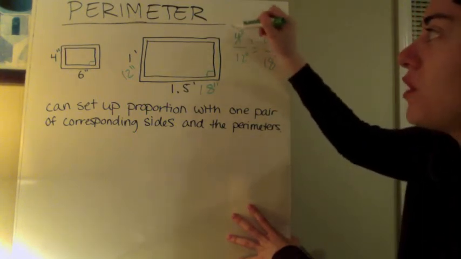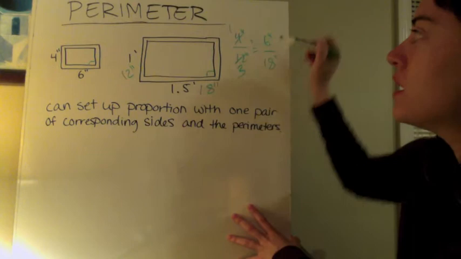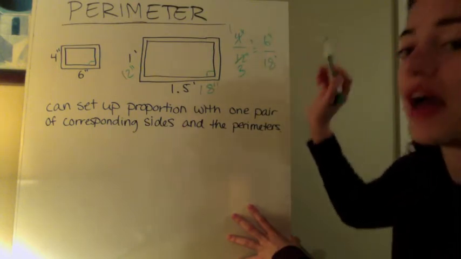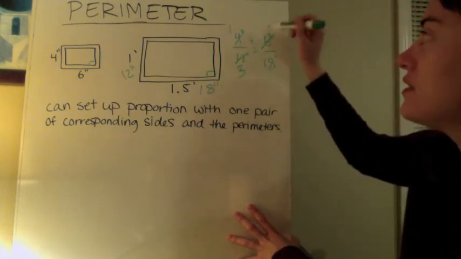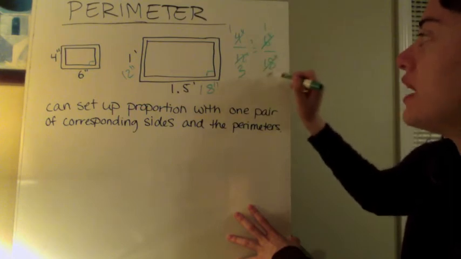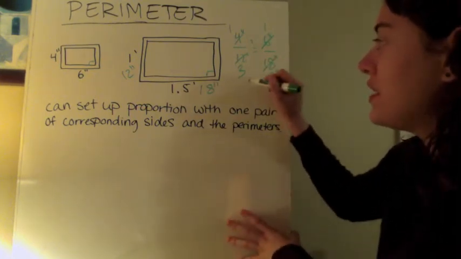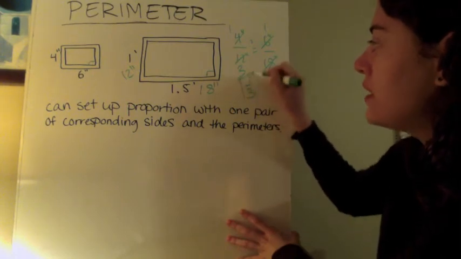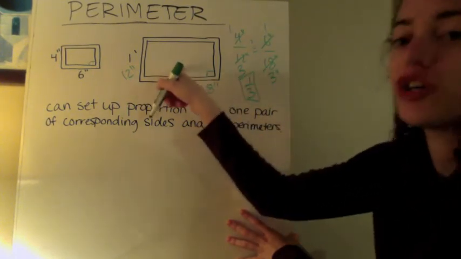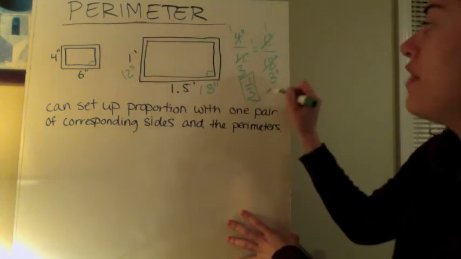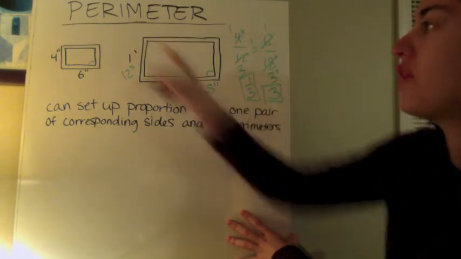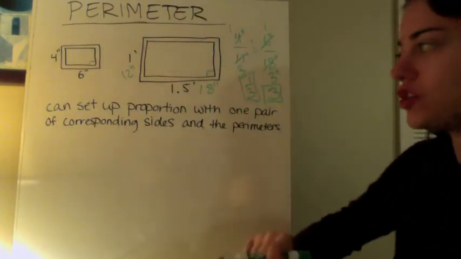4 and 12 will go to 1/3. 6 and 18, will that go to 1/3? Yes. 6 goes into itself once and into 18 3 times. They both reduce to 1/3. 1/3 is a scale factor here, and it's the scale factor going from my larger picture to my smaller, and 3 is a scale factor going from my smaller picture to my larger.